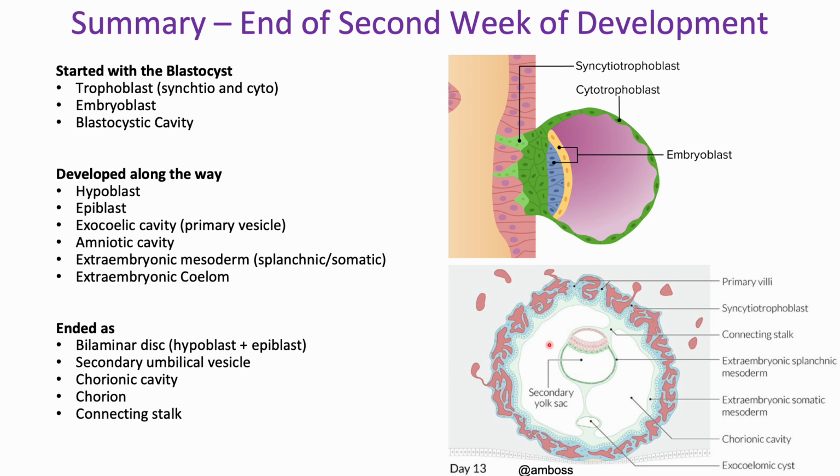The extraembryonic coelom, which was forming between the two layers of mesoderm, is eventually going to change names into the chorionic cavity, as it is surrounding the developing embryo, except for that one location, the connecting stalk, which is going to give rise eventually to our umbilical cord. And remember that the connecting stalk is being formed by the extraembryonic somatic mesoderm. Right, and that's going to bring us to the end of the second week of development. So our bilaminar disc is formed, and this is our current state at day 13 or 14 of development.